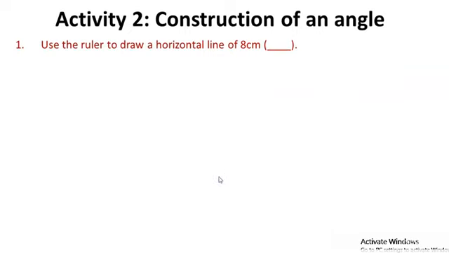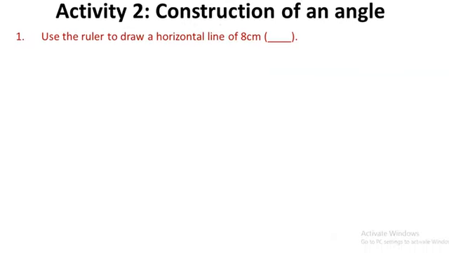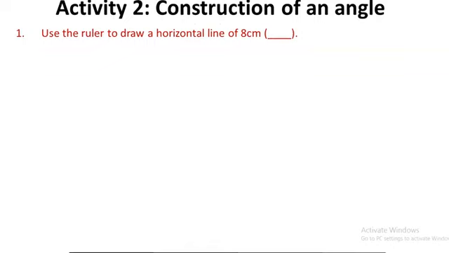Alright. Activity 2, construction of an angle. In this aspect, we are not going to draw a slant line. We are going to use a marked point or a dotted point in location of an angle. Are you getting me? The first step is to use the ruler to draw a horizontal line of length 8 centimeter.